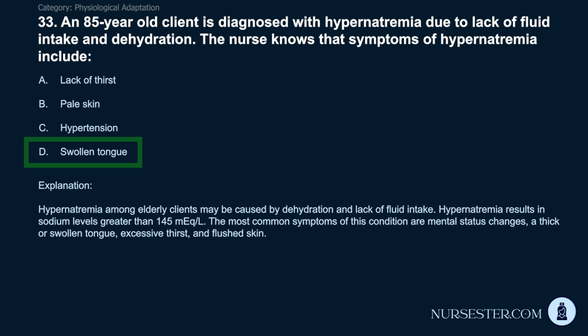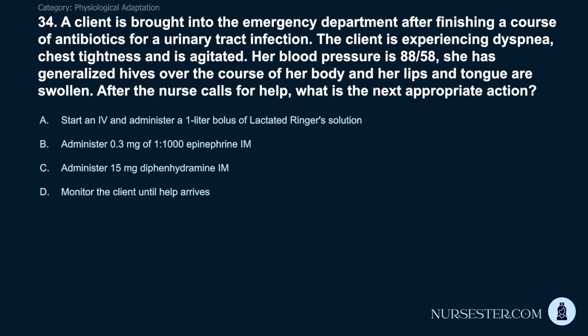Hypernatremia among elderly clients may be caused by dehydration and lack of fluid intake. Hypernatremia results in sodium levels greater than 145 milliequivalents per liter. The most common symptoms of this condition are mental status changes, a thick or swollen tongue, excessive thirst, and flushed skin.